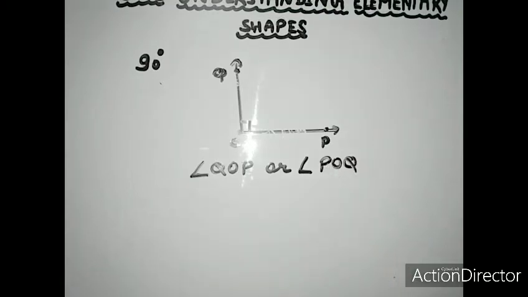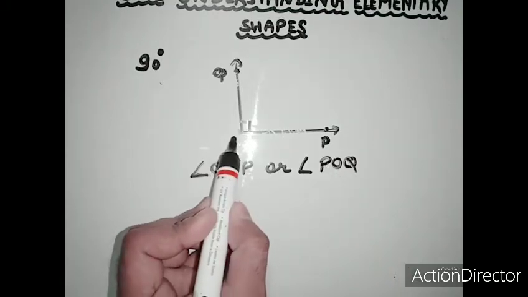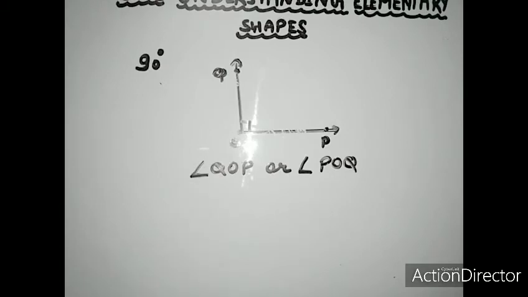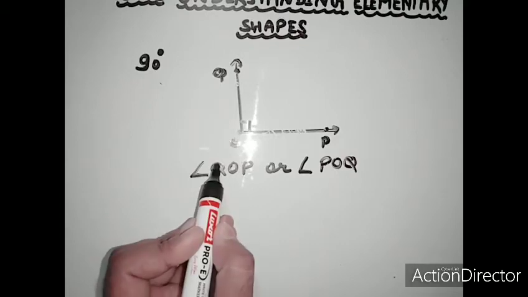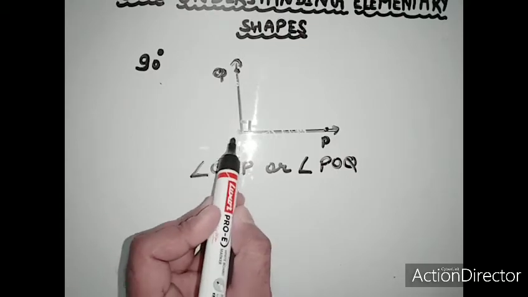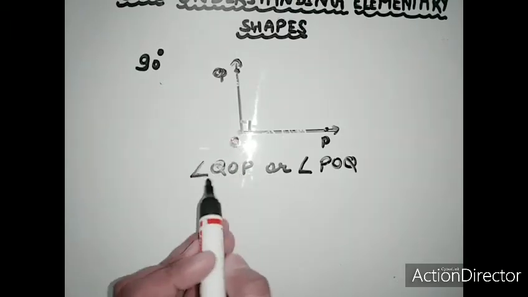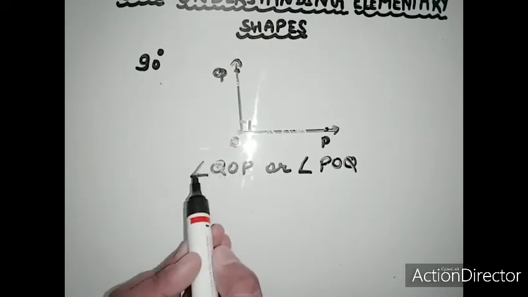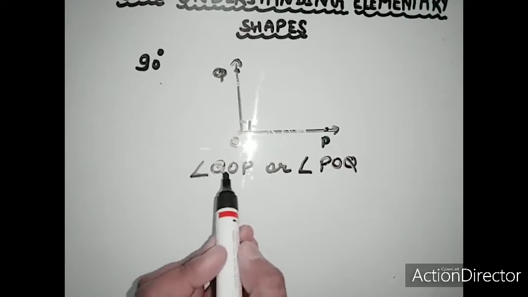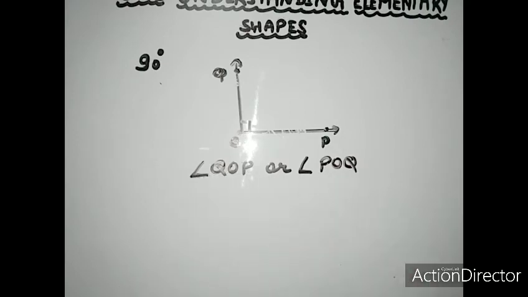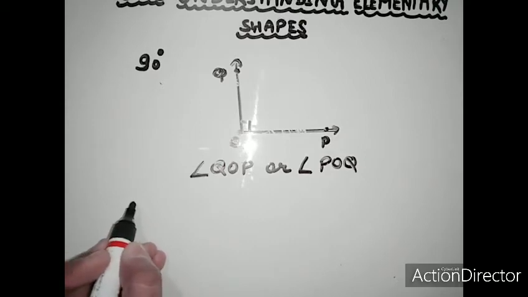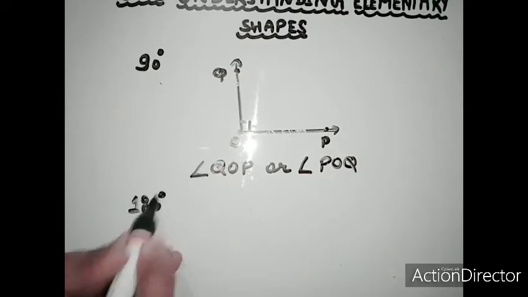Students, remember one point here, because O is the vertex of this angle. O is the vertex of this angle. So we put this vertex O in the middle of these two points, and we write the name of this angle like QOP and POQ. Okay, now we take another example, where we draw a 180-degree angle.